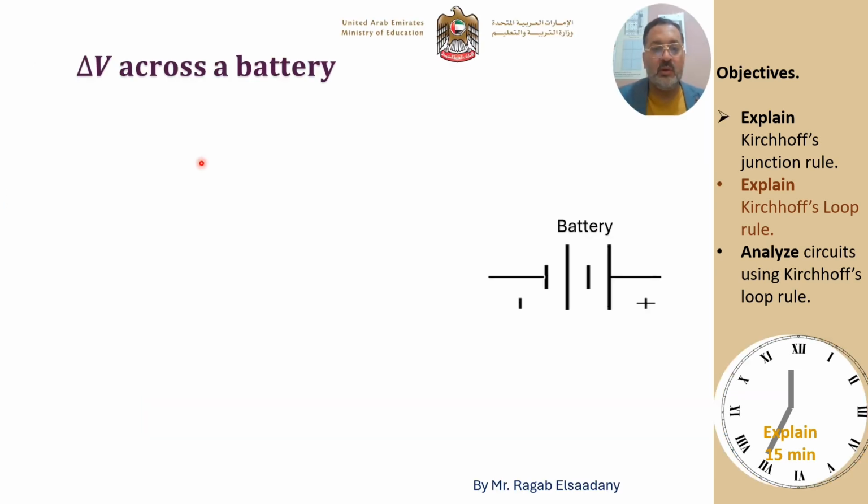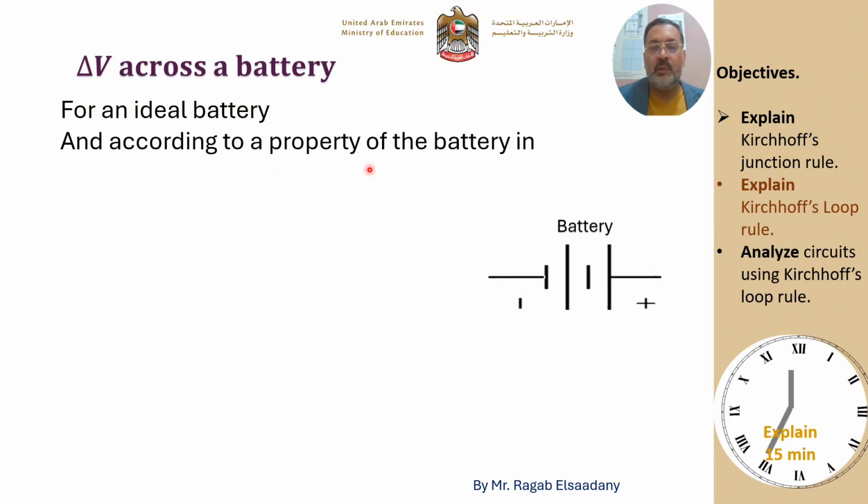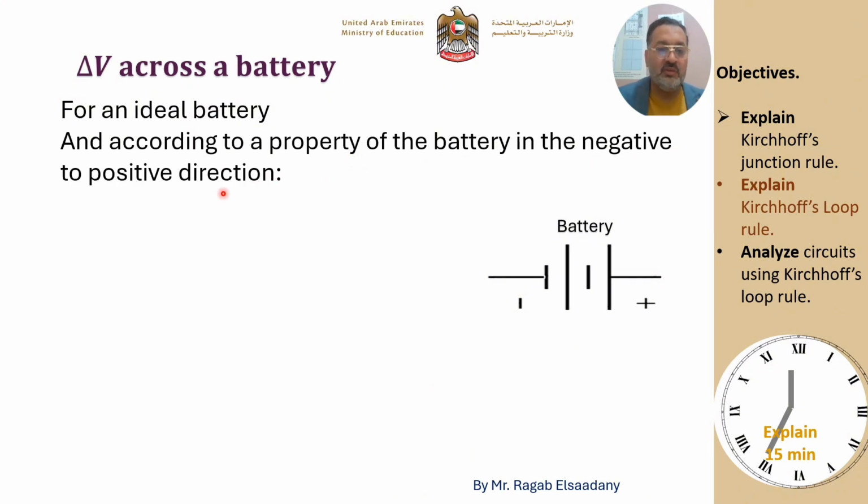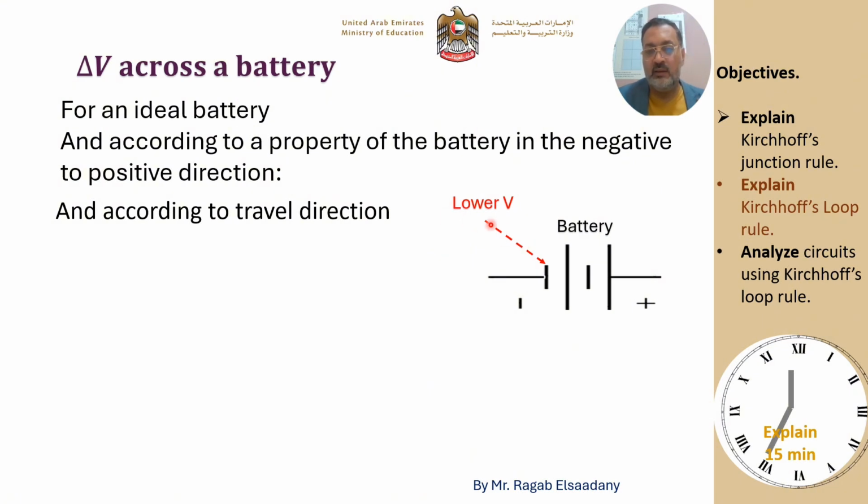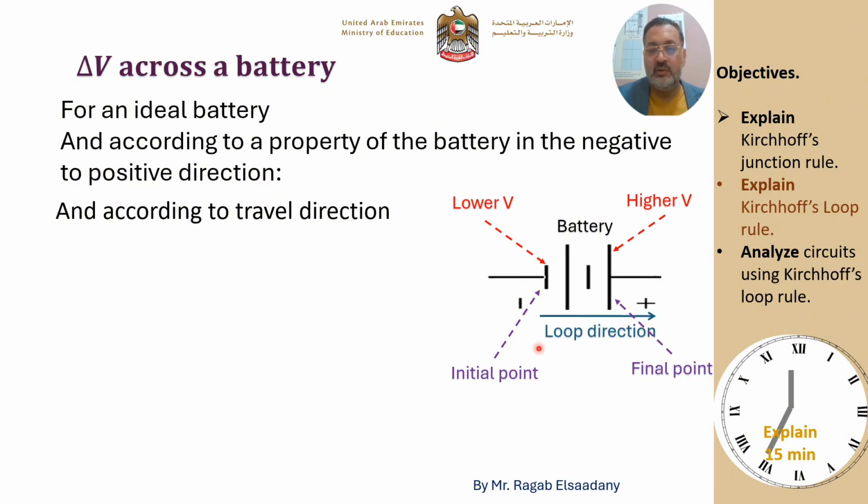And now let's talk about delta V across a battery again. For an ideal battery, according to the property of the battery and the travel direction, the negative terminal is the lower voltage, and the positive terminal is the higher voltage. And we suppose the negative is the initial point, and the positive is the final point. So the loop direction is from the negative to the positive terminal.